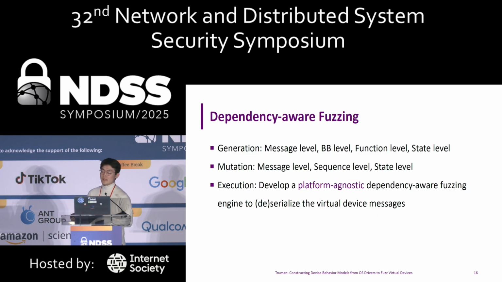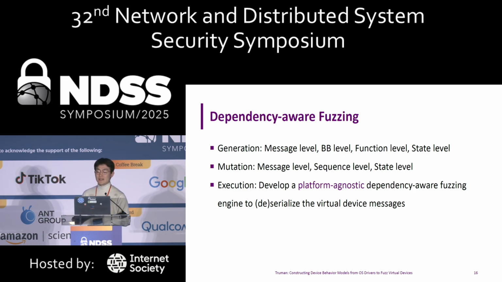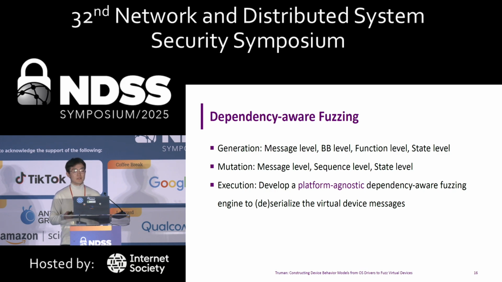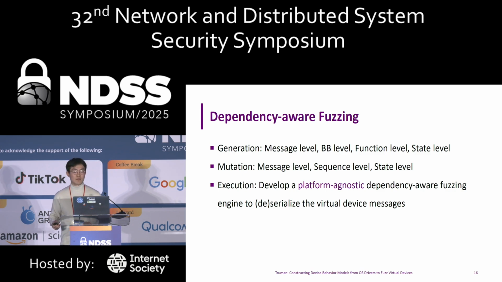Truman's dependency-aware fuzzing engine is designed to perform generation and mutation at multiple levels, enabling comprehensive testing of virtual devices. At the message level, Truman can modify individual fields within a message to explore how changes affect the device behavior. At the sequence level, Truman tests how altering the order or combination of messages impacts the device. This helps discover vulnerabilities in how the device handles transitions between states, such as from configuration to operational state.